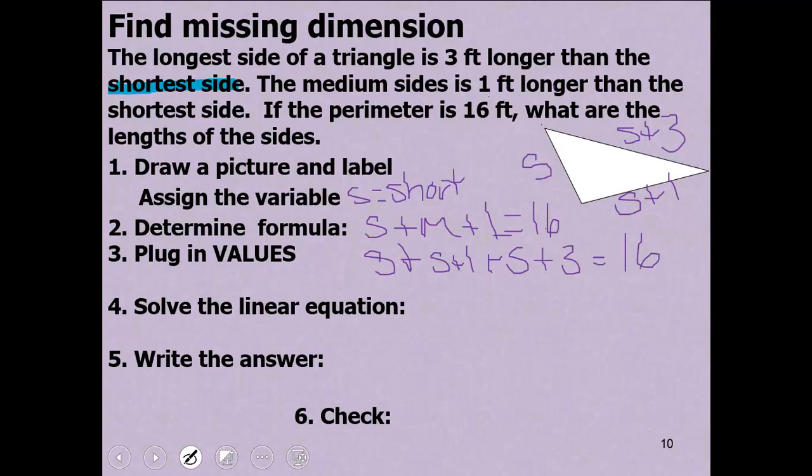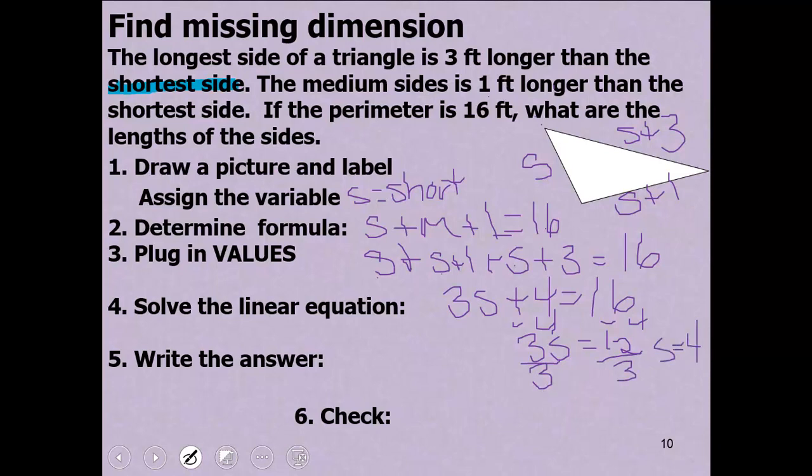So I have several S's. I have 1S plus 1S plus 1S. That gives me 3S plus 4 is equal to 16. Now I want to subtract my 4. And I get 3S is equal to 12, and then divide by 3, which tells me that S is equal to 4. There's my answer. Okay, that's part of my answer. All right, short side, you can say short is 4 feet.